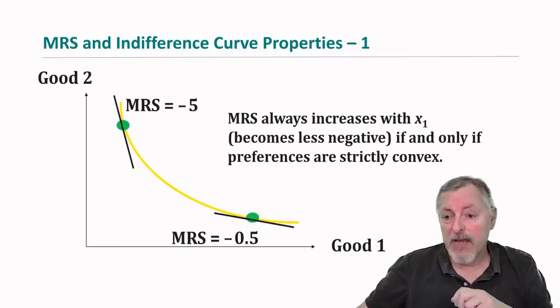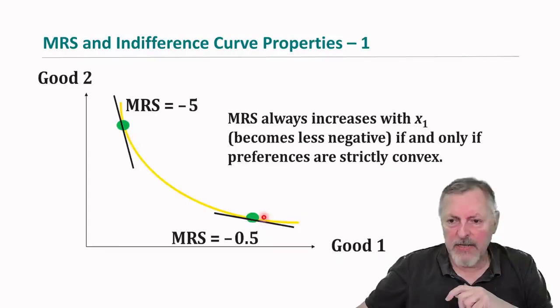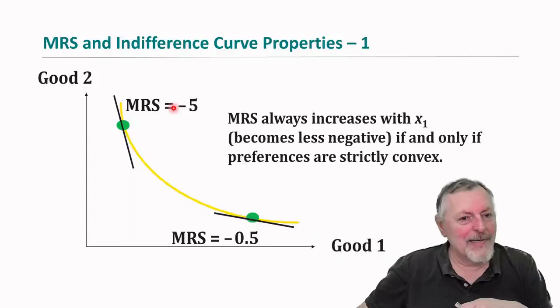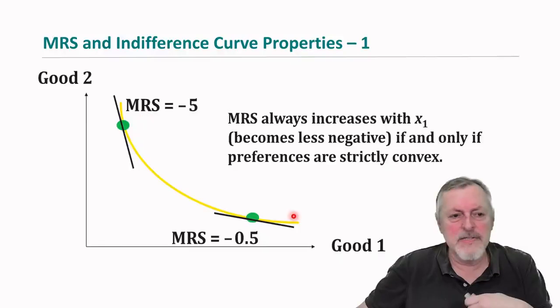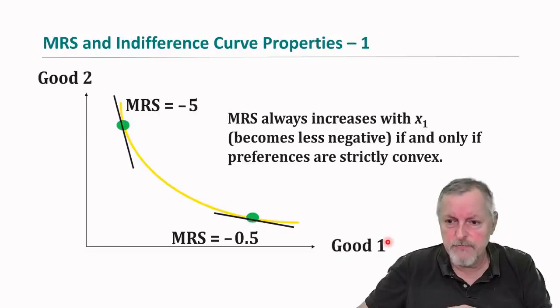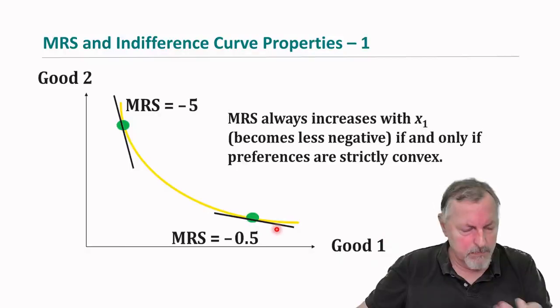For example, here we would say that there's a diminishing marginal rate of substitution. Diminishing, going down. Well, technically, negative 0.5 is a bigger number than negative 5. What we mean is the absolute value of the marginal rate of substitution decreases as we move along the indifference curve. The actual value is increasing. So just beware that that is a possible source of confusion.